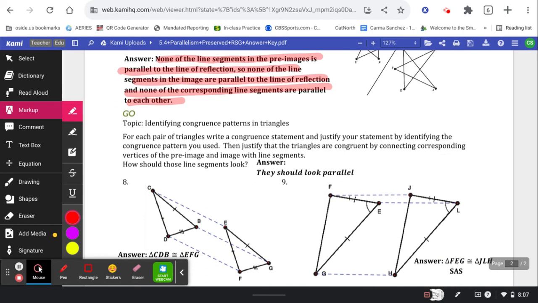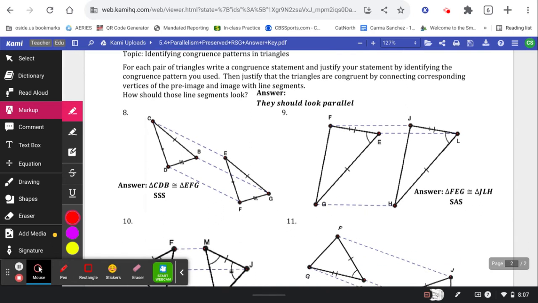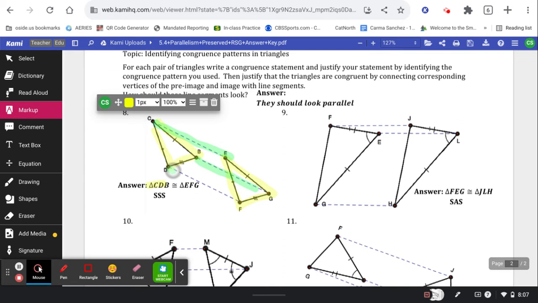Okay. All right, next, for each pair of triangles, write a triangle congruence statement and justify your statement by identifying the pattern you used. Then justify the triangles are congruent by connecting corresponding vertices of the preimage. And so here we go. Triangle CDB is congruent to EFG by side, side, side, see the markings. And then they wanted you to connect the corresponding line segments. Okay, so pause the video now, go try the others.